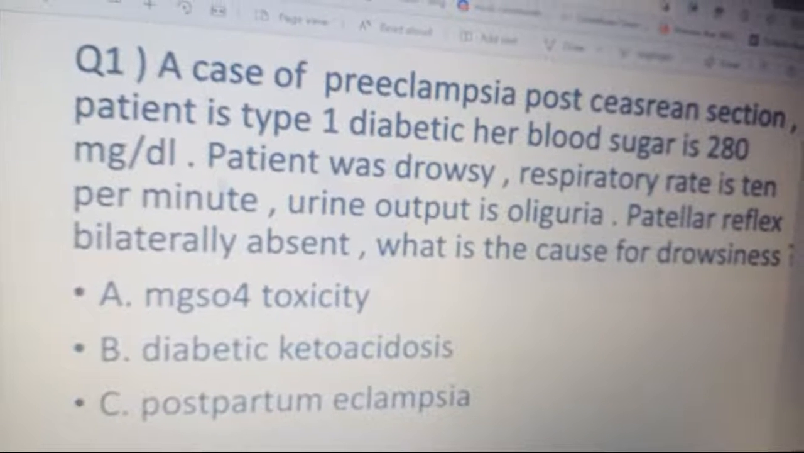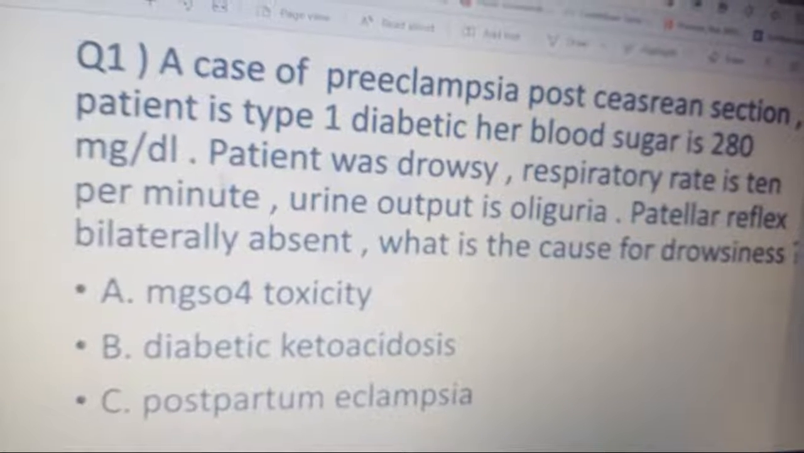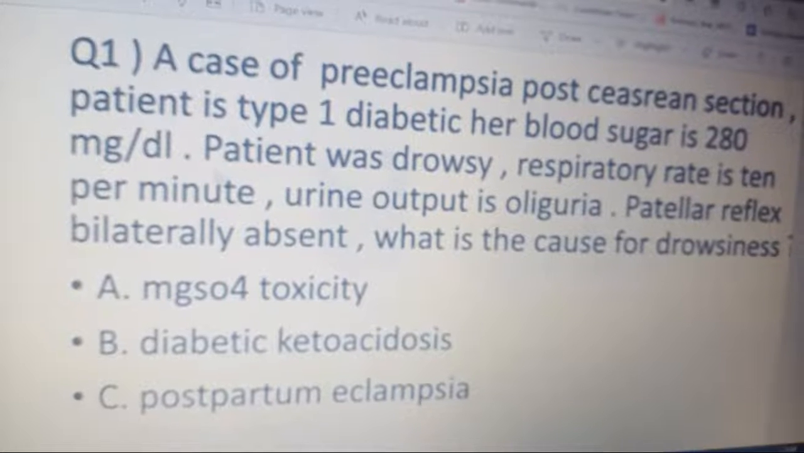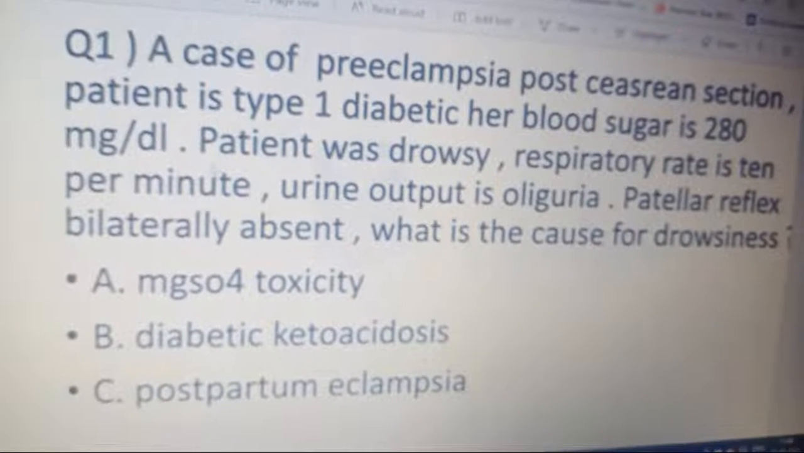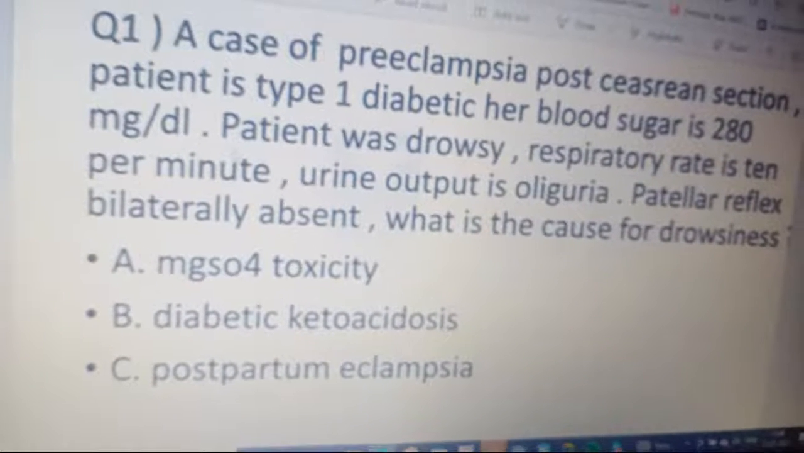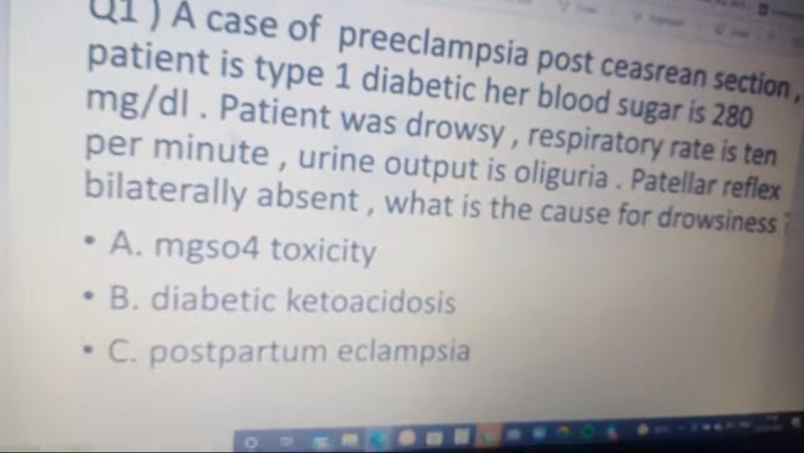The patient is type 1 diabetic and her blood sugar is 280 mg per deciliter, and the patient was drowsy. Respiratory rate is 10 per minute. Urine output is oliguria and patellar reflex is bilaterally absent. What is the cause of drowsiness? The options are MgSO4 toxicity, diabetic ketoacidosis, postpartum eclampsia.